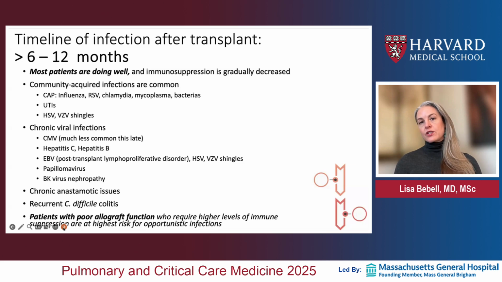And unfortunately, patients who had poor allograft function start to become evident during this time and tend to require higher levels of immunosuppression, and of course, therefore, are at highest risk of opportunistic infections. Those patients tend to be in the hospital a lot, but be aware that their risk also will never go back to baseline and is much higher than their counterparts who do well with better allograft function.